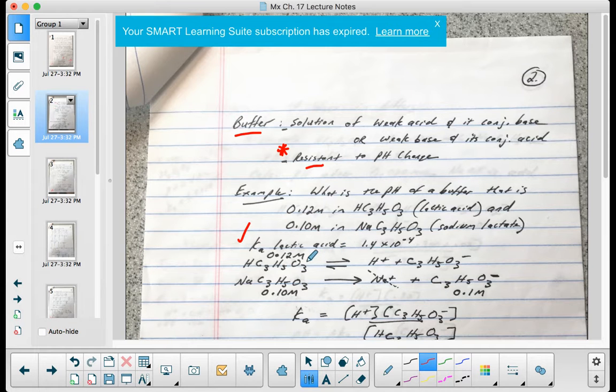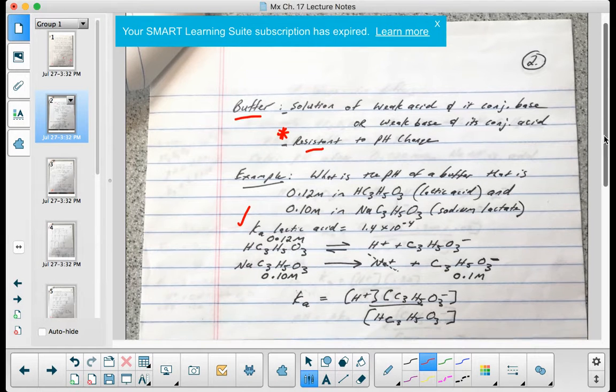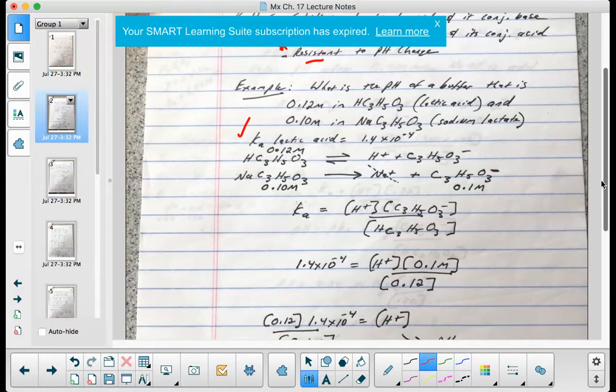Here's what I know, that my weak acid is going to be in equilibrium with the hydrogen ion and the lactate ion. And then the sodium lactate, being a strong electrolyte, will ionize into these two ions. This is really just like the common ion effect. Well, the common ion effect pertains to the buffered system.